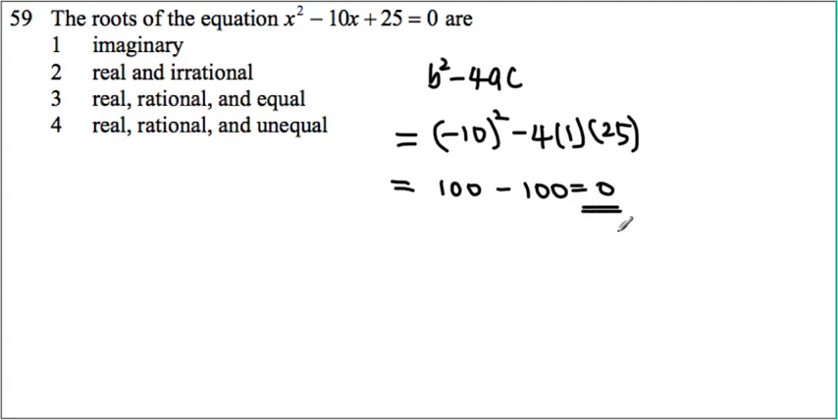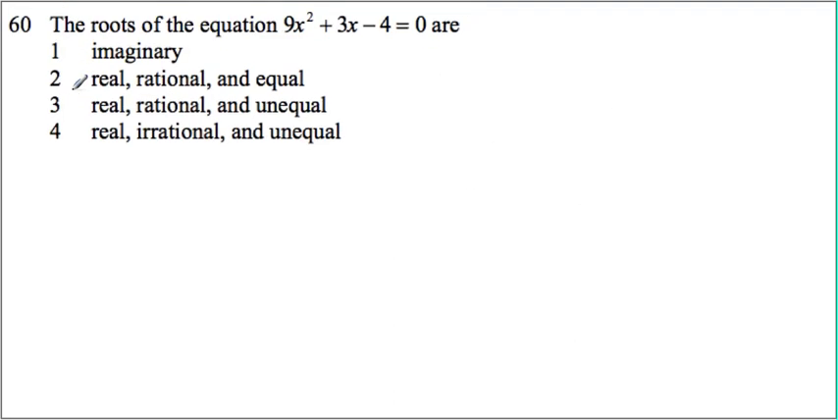Since the discriminant is equal to 0, what do you realize? Yes, if you remember the chart, then that's corresponding to real, rational, and equal. Choice 3 will be our answer. Number 60, same thing. So let us try to look at the discriminant once again.